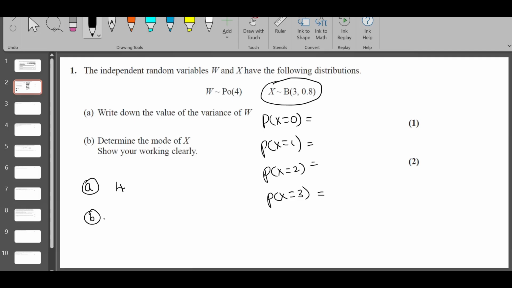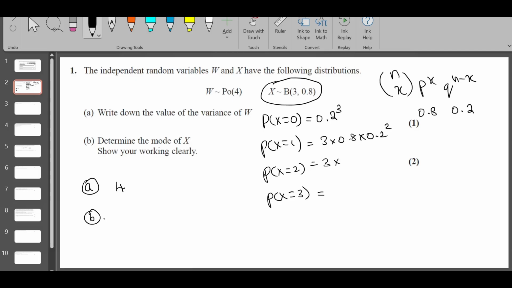In a binomial distribution, the formula is nCx p power x q power n minus x, right? p is 0.8, q is 0.2. So when you put 0, it's going to be p power 0, just 0.2 whole cube. This is 3C1, 0.8, 0.2 square. 3C2, which is also 3, 0.8 square, 0.2 cube. Here 3C3, which is 1, 0.8 power 3, 0.2 power 0. You need to find out which one has the highest probability.